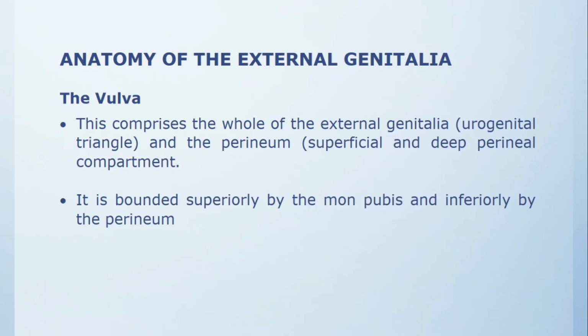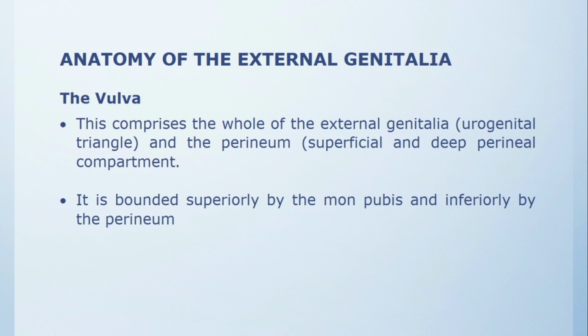So we have described the skeleton of the pelvis, which serves as the basis that accommodates the reproductive system. So we're going to talk about the anatomy of the external genitalia now. The reproductive system consists of the external genitalia and the internal genitalia.